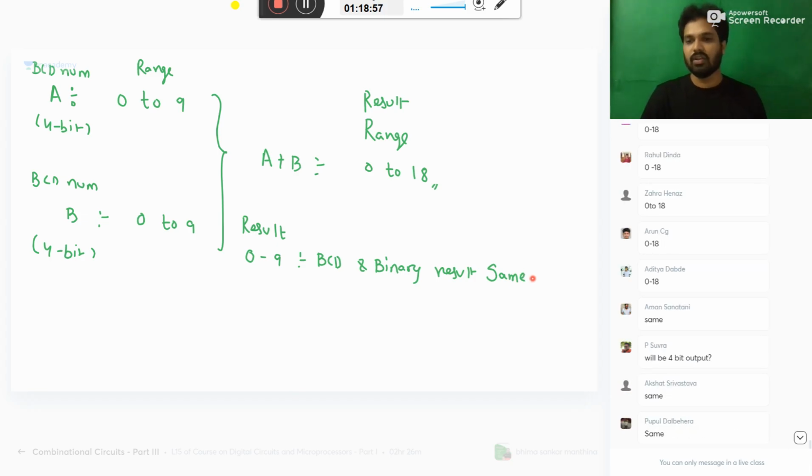Okay, 4-bit only. During 0 to 9, you add 3 and 4 here. 3 means 0011, 4 means 0100. Add them, what is the result? 7. Whether you do it by BCD or binary doesn't matter, the result is the same. So in this case, I need not worry. I need to worry when the result is greater than 9. This point clear, everybody?